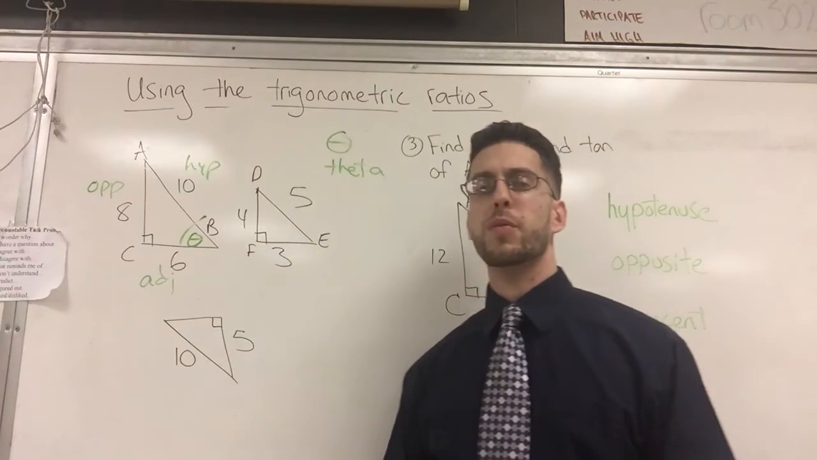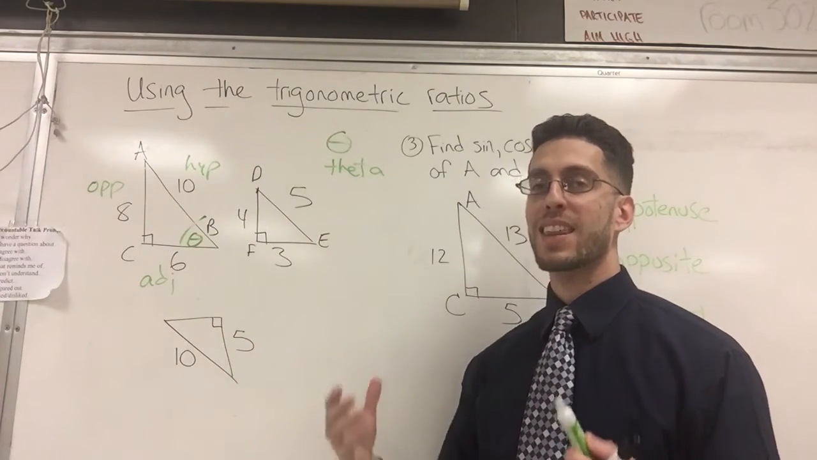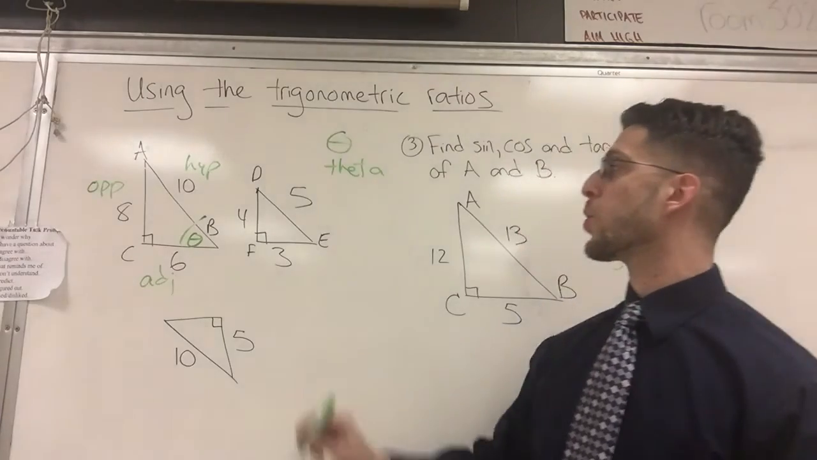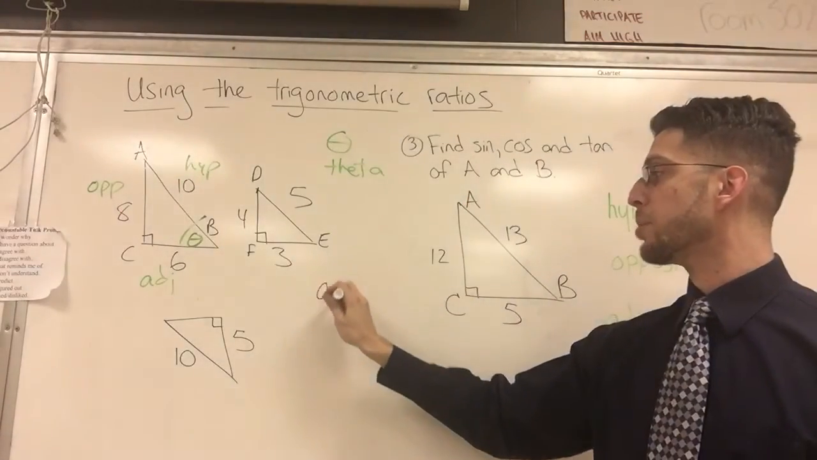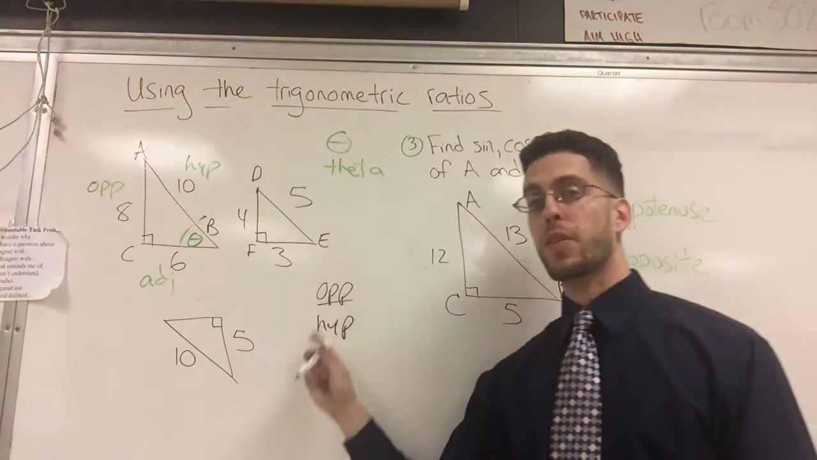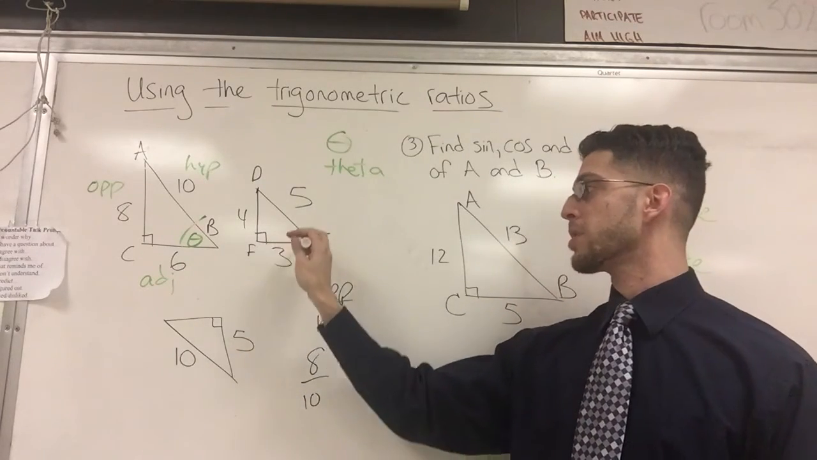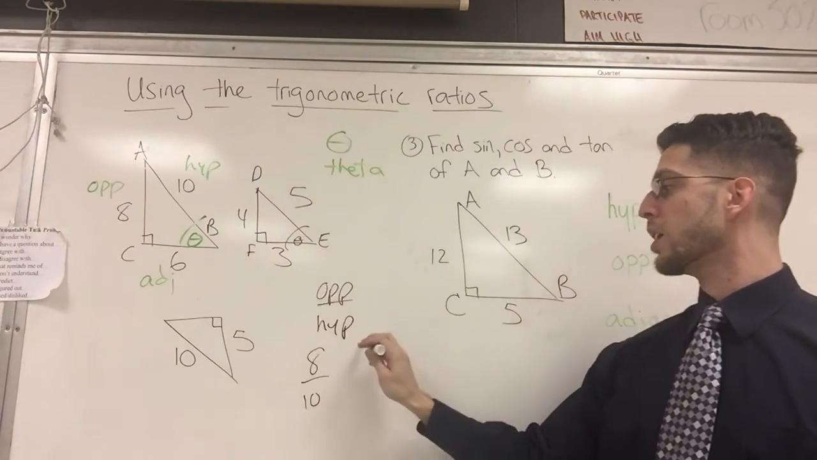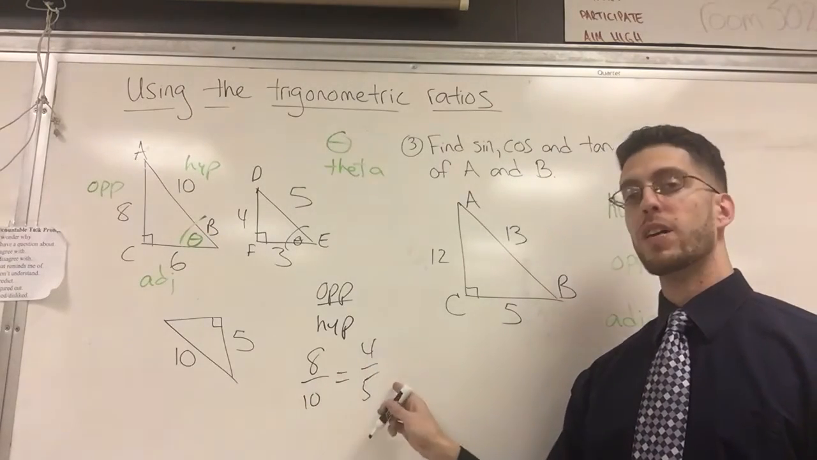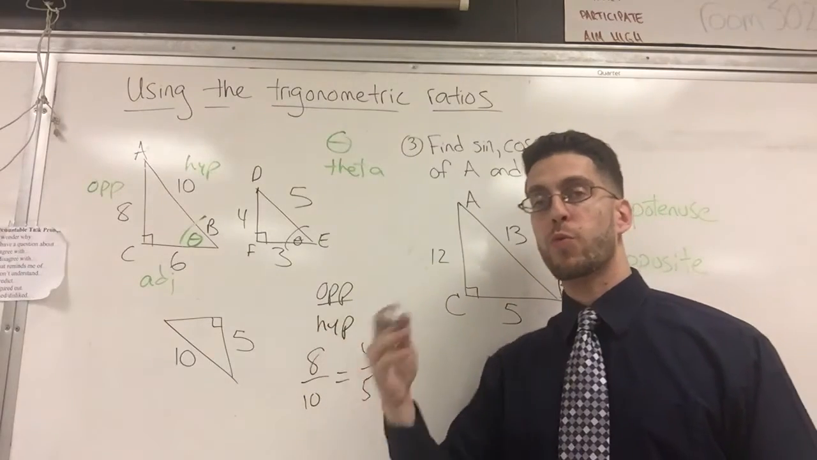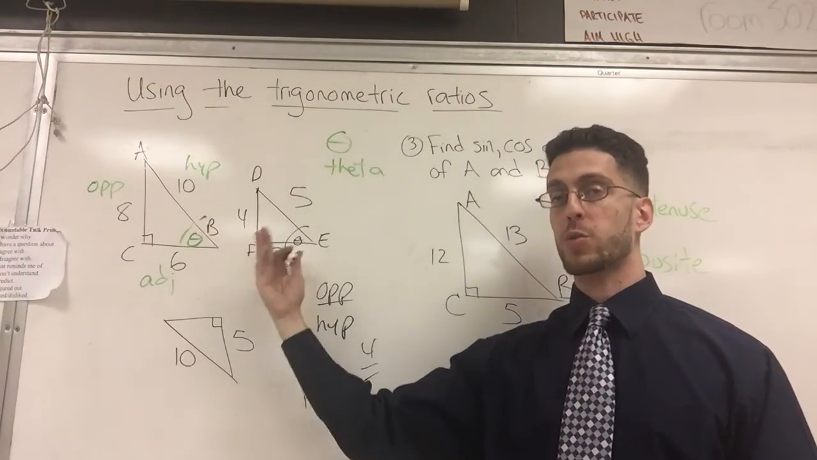Then they started playing with the different relationships, and they started to notice that when you're looking at similar triangles, you kept getting the same answer. It became consistent. So if I put the opposite side, 8, over the hypotenuse, 10, opposite over hypotenuse, I get 8 over 10. But then they said, let's look at this similar triangle and see what happens if theta is here and I go opposite over hypotenuse. I get 4 over 5. And guess what? These are equal to each other. If I reduce 8 over 10, I get 4 over 5. So they realized that the opposite and hypotenuse ratio was always the same as long as the triangles were similar.